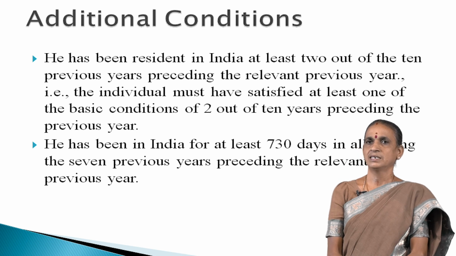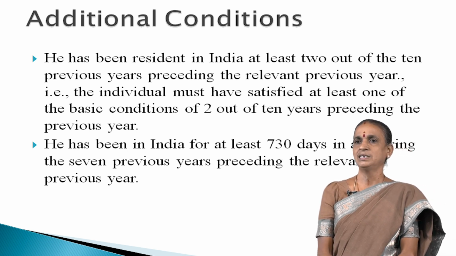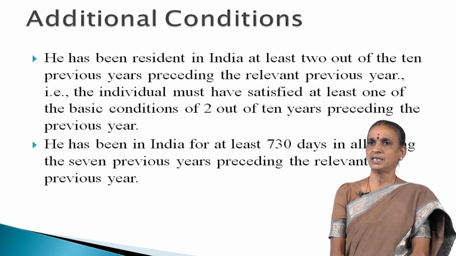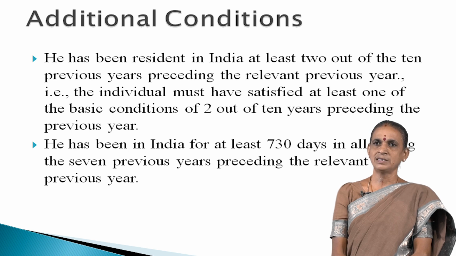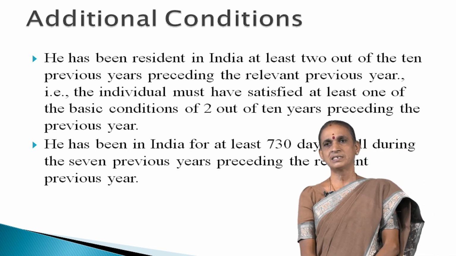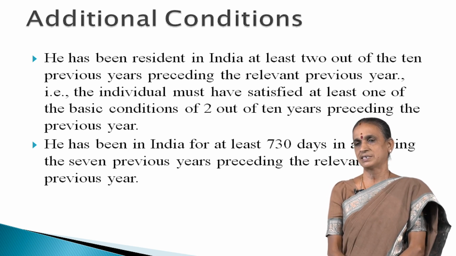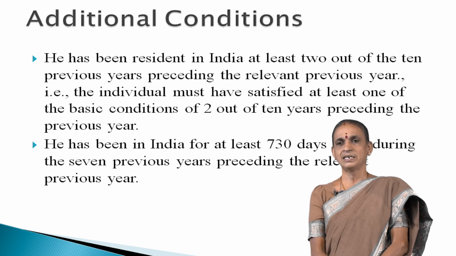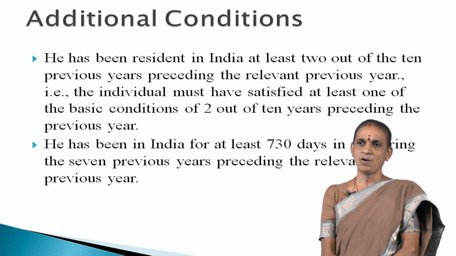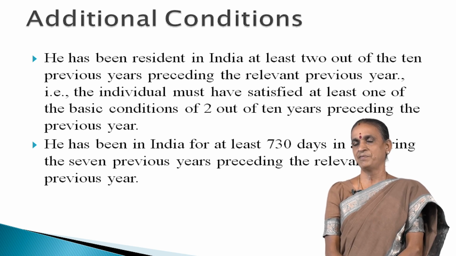Additional conditions. He has been, that is an individual has been, resident in India in at least 2 out of the 10 previous years preceding the relevant previous year, that is, the individual must have satisfied at least one of the basic conditions in 2 out of the 10 years preceding the previous year. Second additional condition, he has been in India for at least 730 days in all during the 7 previous years preceding the relevant previous year.